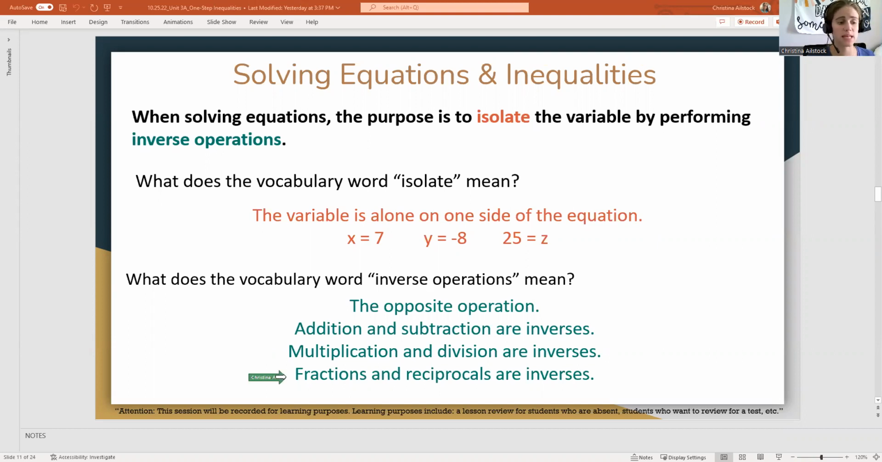And then you may get some problems that have fractions. So a fraction and a reciprocal are inverses. Let me give you an example of that. So if you had the fraction 2/3 and you're taking the reciprocal, you're taking the inverse, that's when you flip your fraction. So the reciprocal would be 3/2. So we'll get into an example and I'll further explain these vocab words. But our goal in order to solve these equations and inequalities is we're isolating the variable. And the way that we meet this goal, the math that we're going to do to get there, is by performing inverse, so opposite operations.